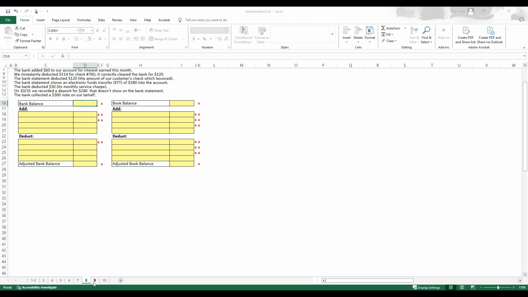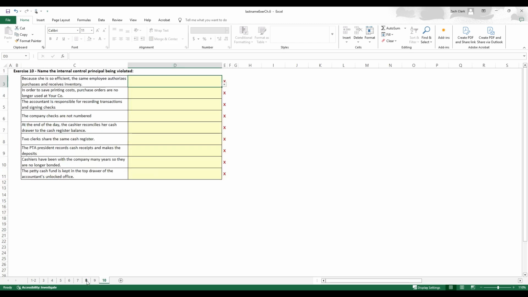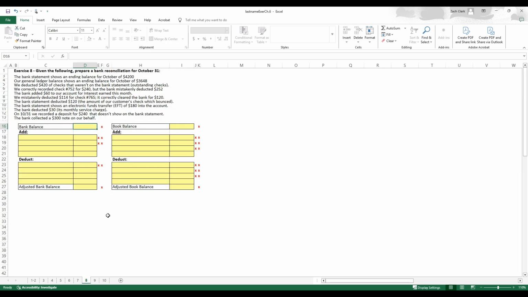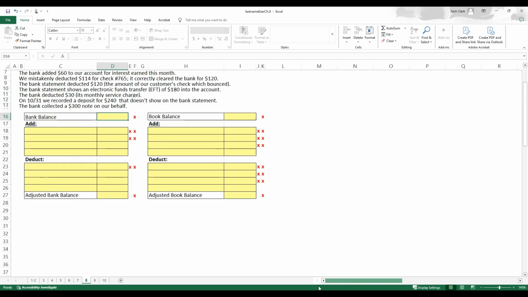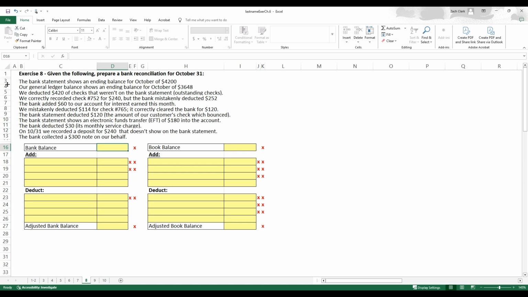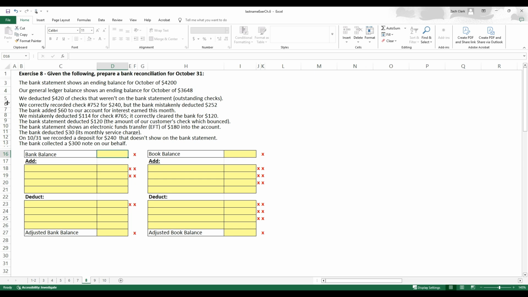Okay, let's look at tab number 8. Again, we're going to continue on with the bank reconciliation problems because they are very similar. We'll circle back to the petty cash problem, but let's just focus in on our bank reconciliation problems here. And let's start doing it.